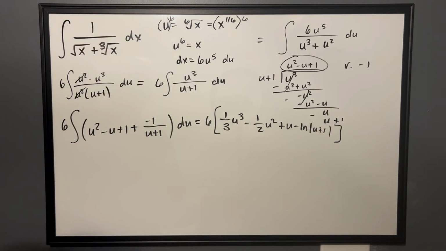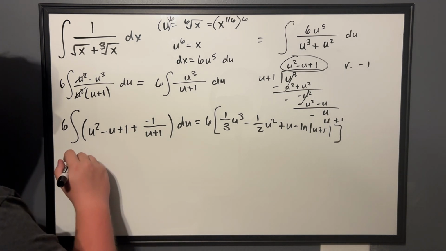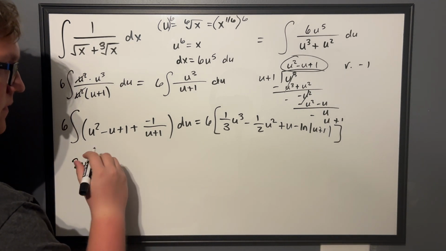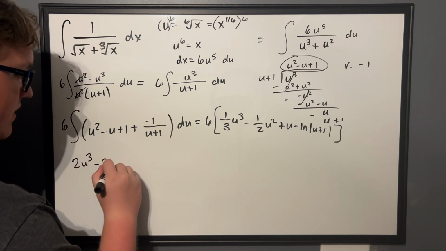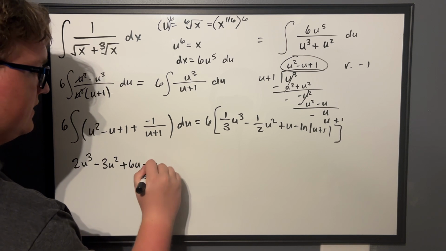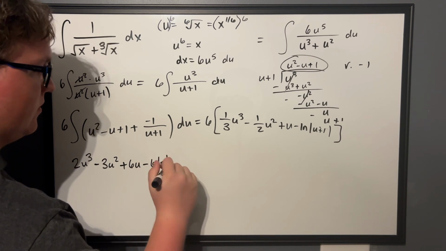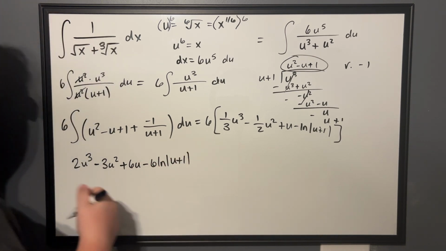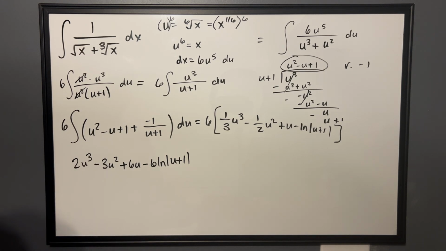And remember, that's in terms of u, but we're still going to go ahead and multiply our 6 out real quick before we sub our x back in. So here we're going to have 2u cubed minus 3u squared plus 6u minus 6 times the natural log of the absolute value of u plus 1. So that's what we have, and we're going to add the plus c at the end.